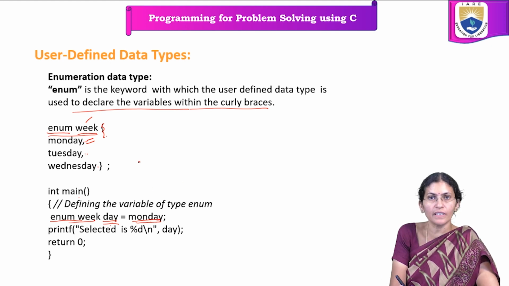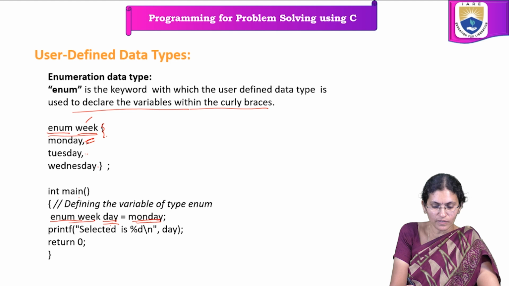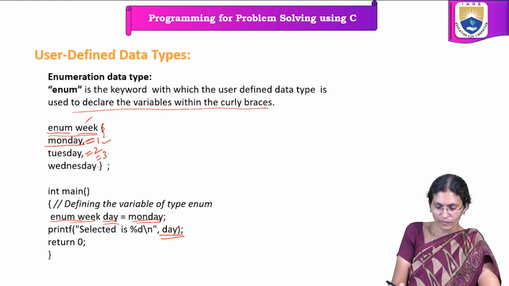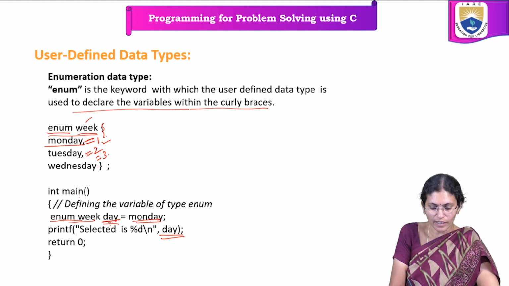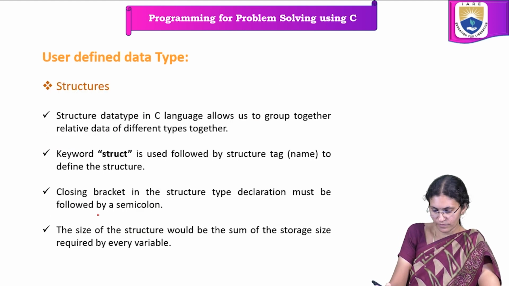If you want to assign any other value to Monday, then we have to explicitly give the value here. Suppose Monday is equal to 1, Tuesday is equal to 2, and this is equal to 3. Now with this statement, its value will be printed as 1. So this is the variable, and this one is the identifier.